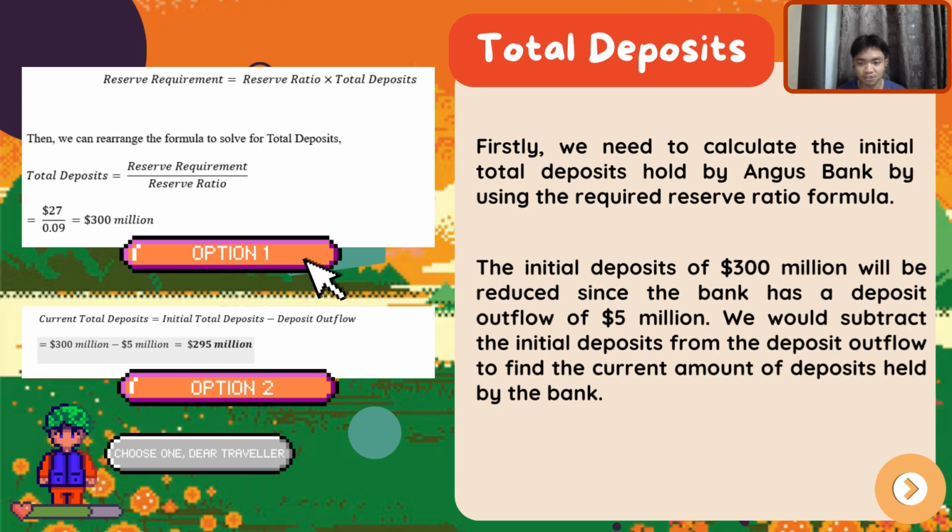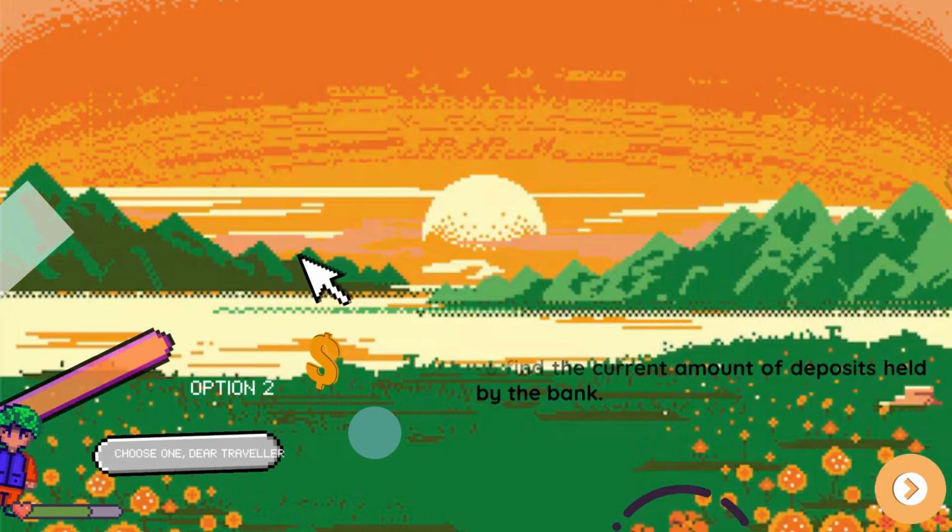Then the initial deposits of 300 million will be reduced since the bank has a deposit outflow of $5 million. We will subtract the deposit outflow from the initial deposits to find the current amount of deposits held by the bank. So the formula is current total deposits equal initial total deposits, which is 300 million, minus the deposit outflow of 5 million, which gives us 295 million.